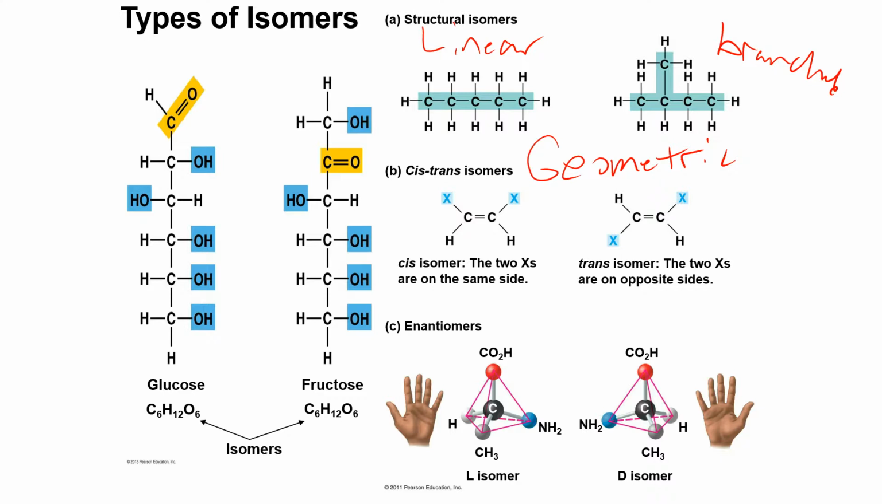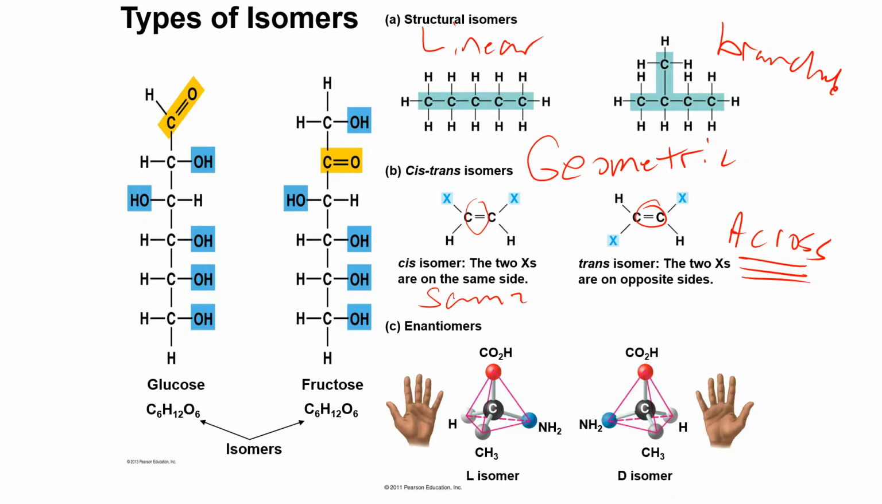That's the only difference. Your geometric or cis-trans isomers have to do with how your side groups are oriented around a double bond. So think about cis and think about trans. Cis, basically, it's the same. Trans, think about across, transmigration, movement across something.